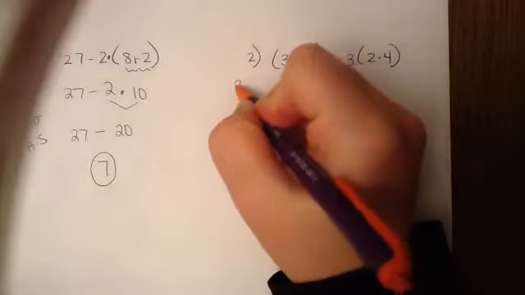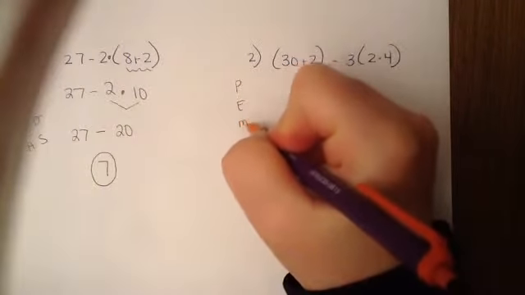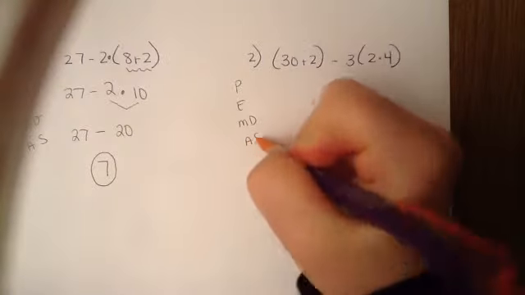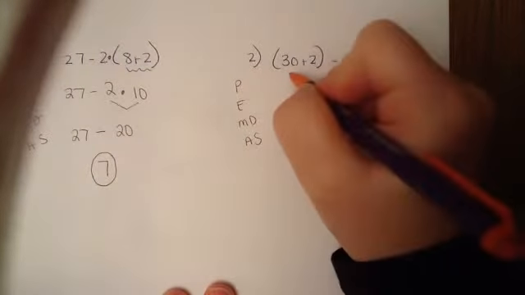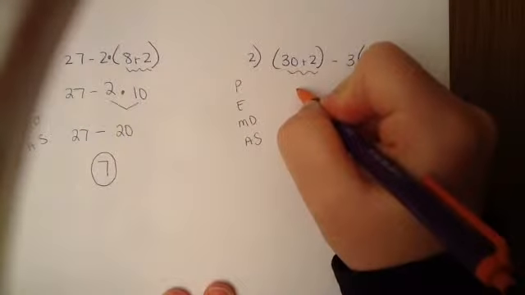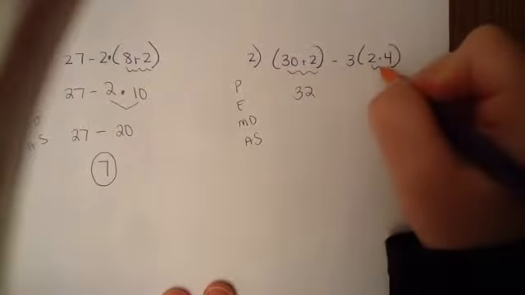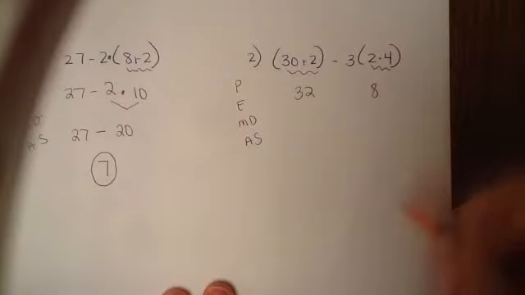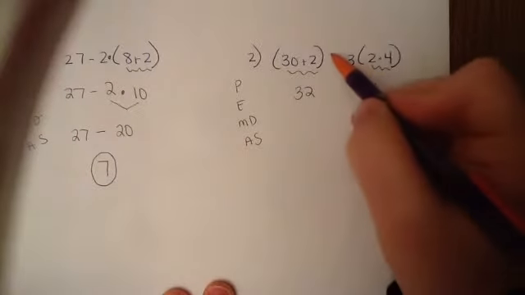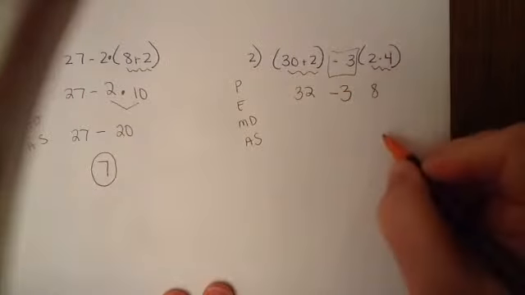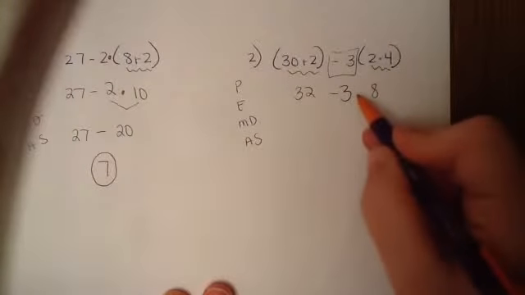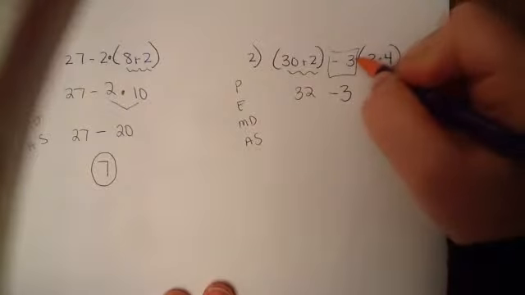Let's see how you did. If we follow PEMDAS, or our order of operations, first thing we're going to do is our parentheses. So 30 plus 2 and 2 times 4. I need to bring down the pieces that were not used. So this is minus 3. And this is not 38. What was secretly hiding in between the 3 and parenthesis? A times.